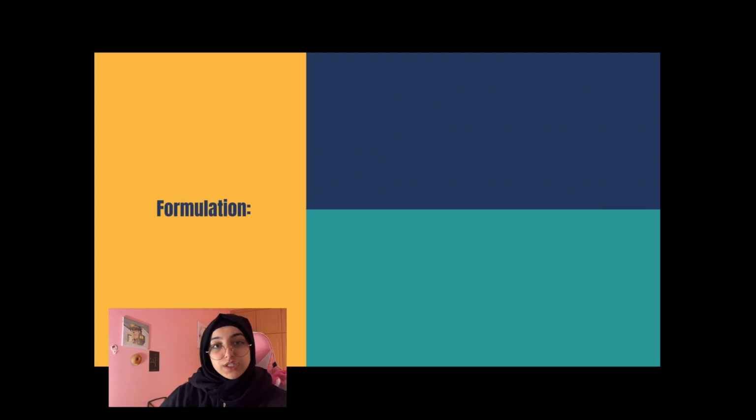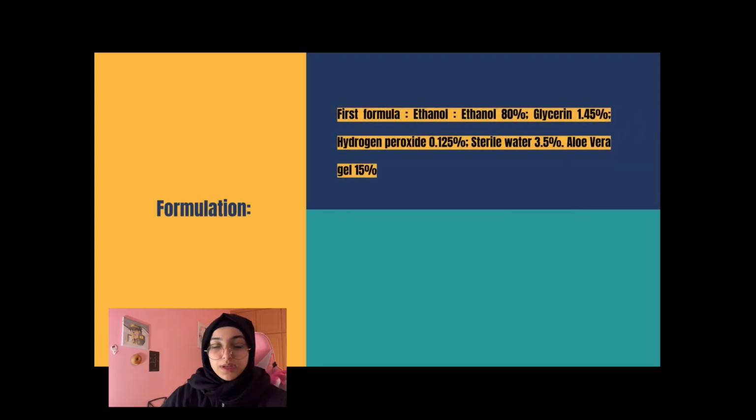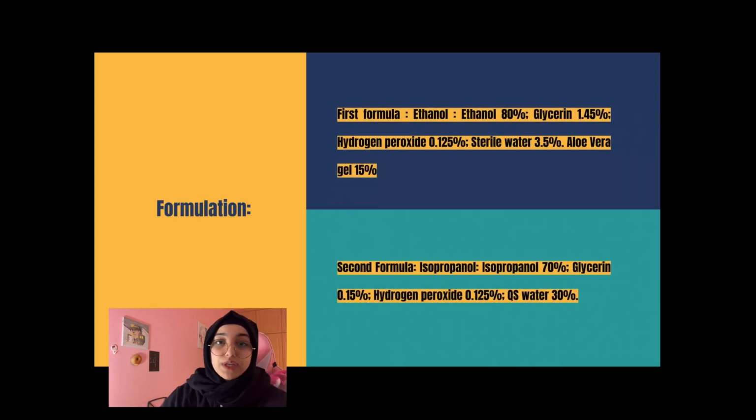Now for formulation. In this part, we use 2 formulas. Formula 1, which includes 80% ethanol, 1.45% glycerin, 0.125% hydrogen peroxide, 3.5% still water, and 15% aloe vera gel. For the second formula, we used 70% isopropanol, 0.15% glycerin, 0.125% hydrogen peroxide, and 30% of QS water.